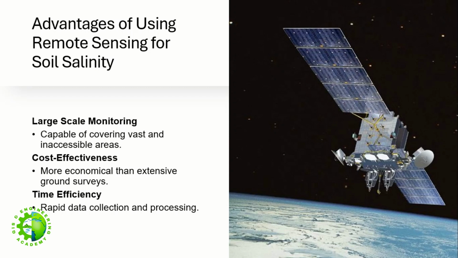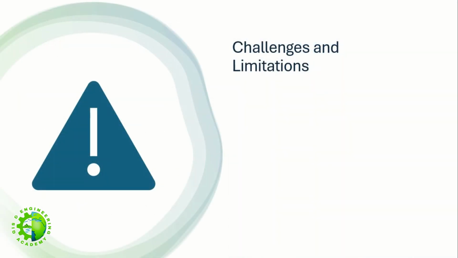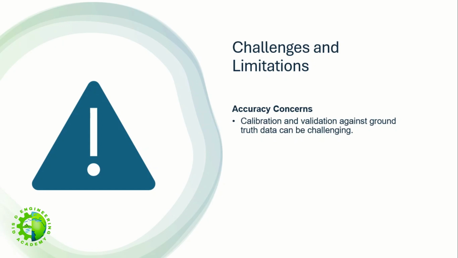our environmental management arsenal. While remote sensing offers significant advantages in the monitoring of soil salinity, it's important to also consider the challenges and limitations associated with this technology. First among these is the issue of accuracy. Remote sensing data requires rigorous calibration and validation against ground truth data to ensure reliability. This process can be complex and resource-intensive, posing a significant challenge, especially in remote or large-scale areas.